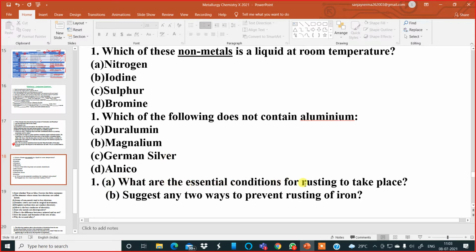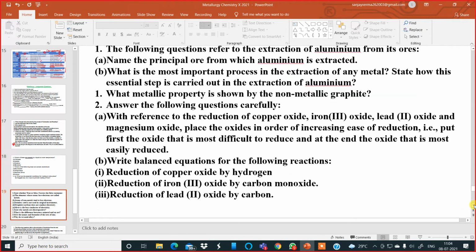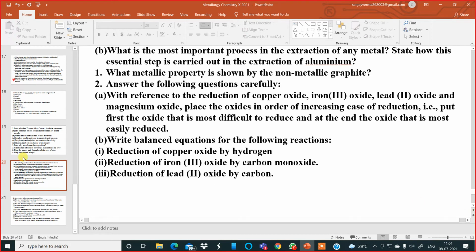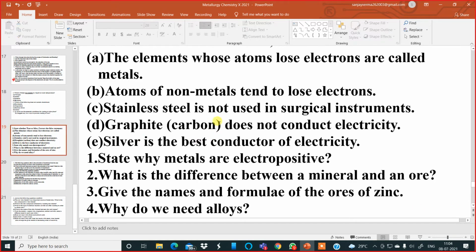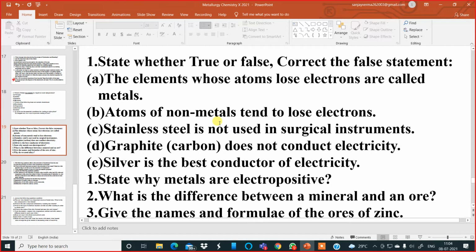Then number 1A. What are the essential conditions for rusting to take place? This I have discussed. Suggest any two ways to prevent rusting of iron. Okay. This also you solve. Try to get the answer. Then we go to the next slide.